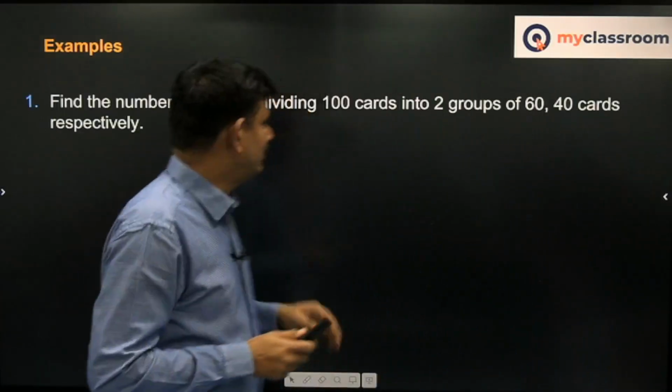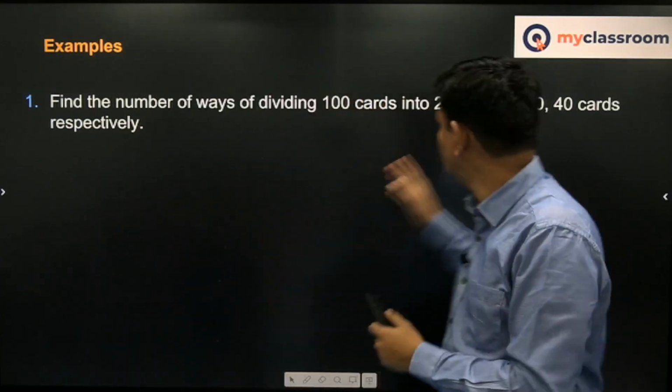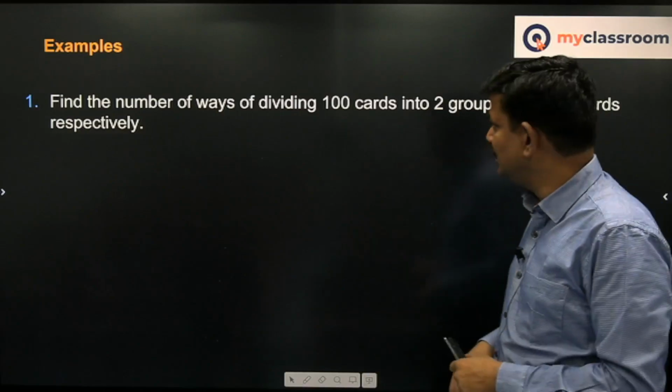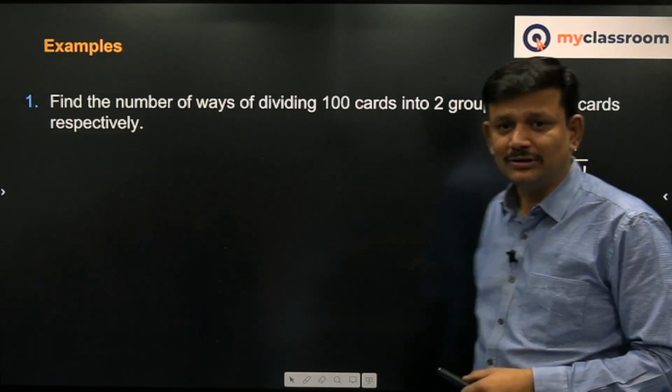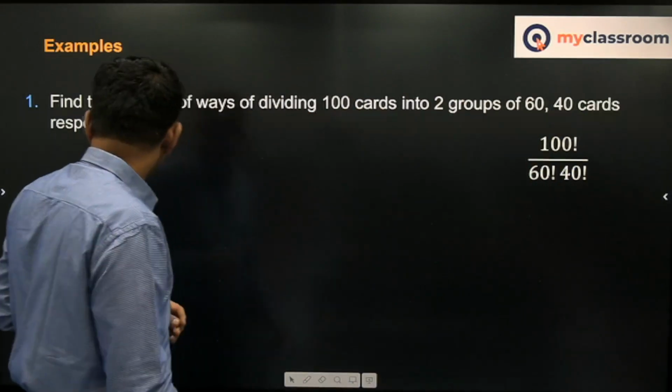Let us look at an example. Find the number of ways of dividing 100 cards into 2 groups of 60, 40 each. So, here sizes are unequal. So, happily you can do this: 100! / (60! into 40!). Next question.